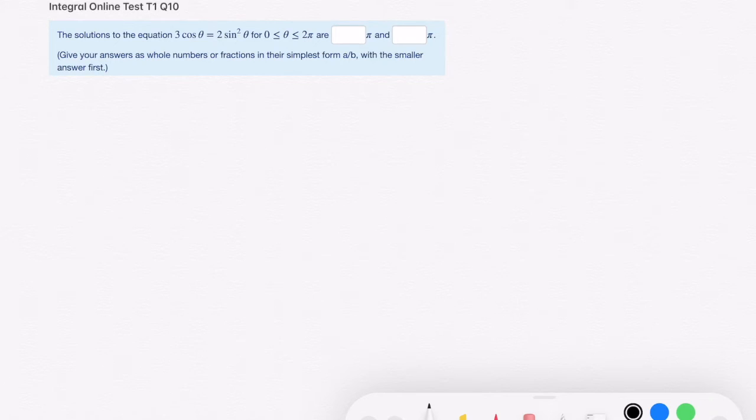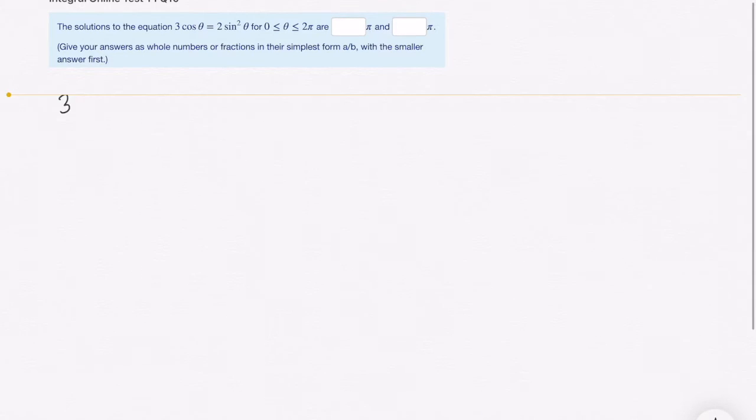In this video, I want to provide the solution to the integral online test T1, question 10. So this asks us to solve the equation 3 cos theta is equal to 2 sine squared theta. And we're told that theta is between 0 and 2 pi.